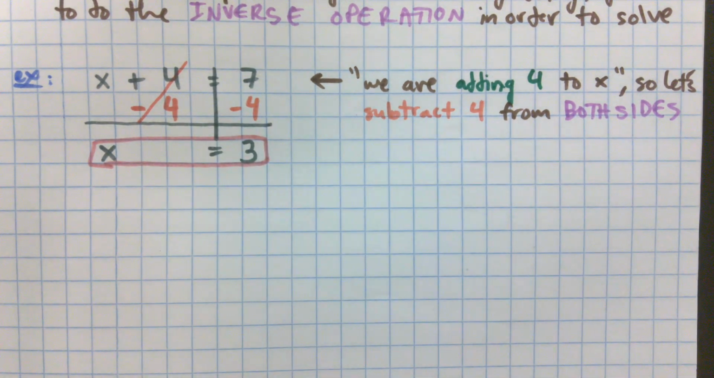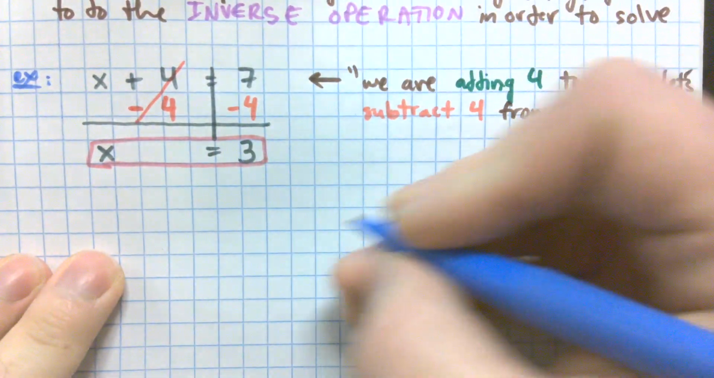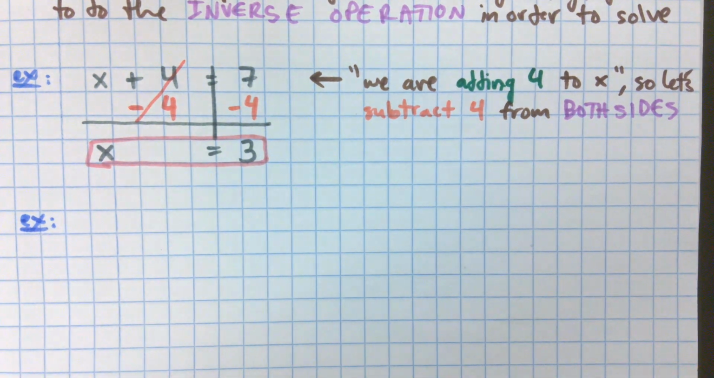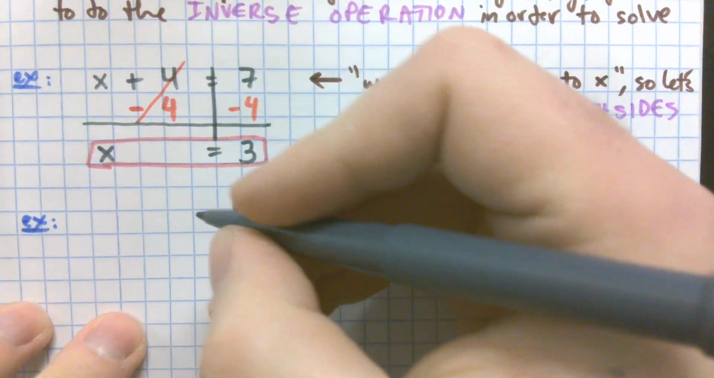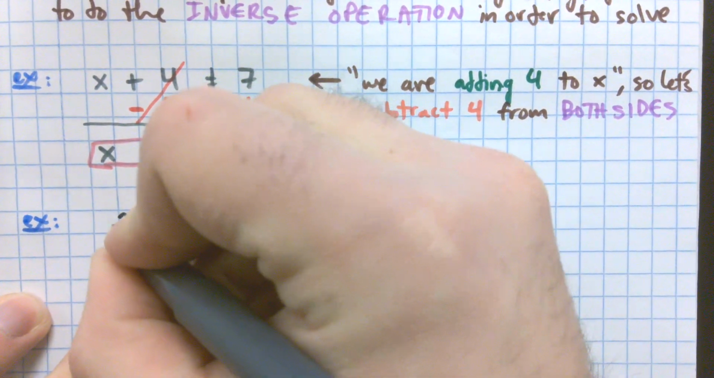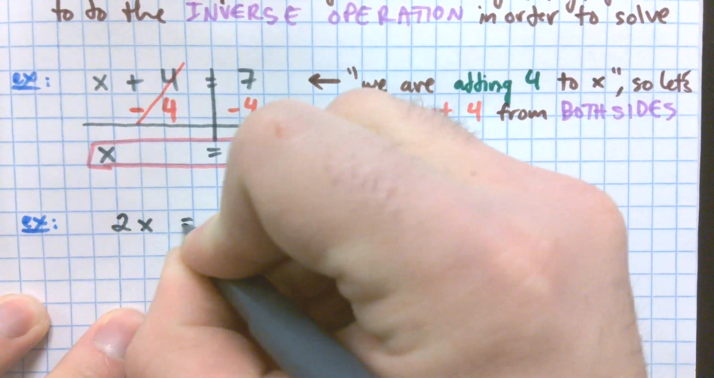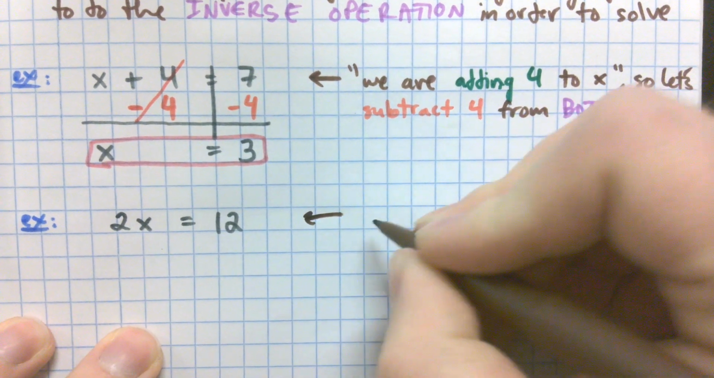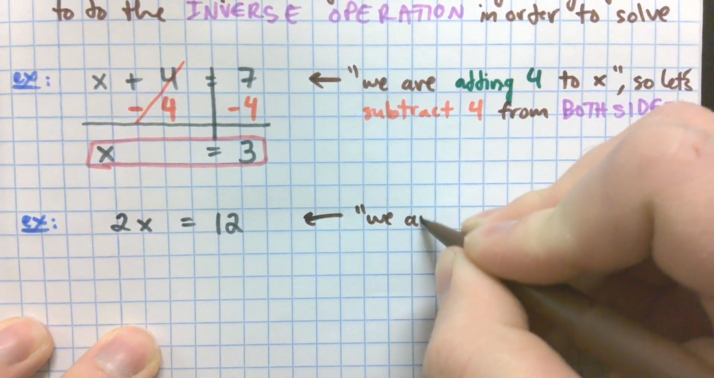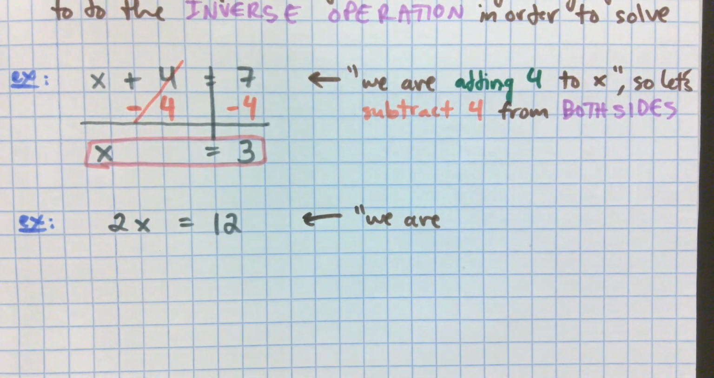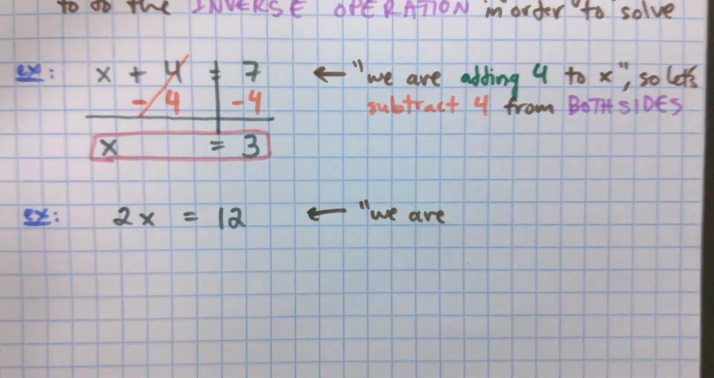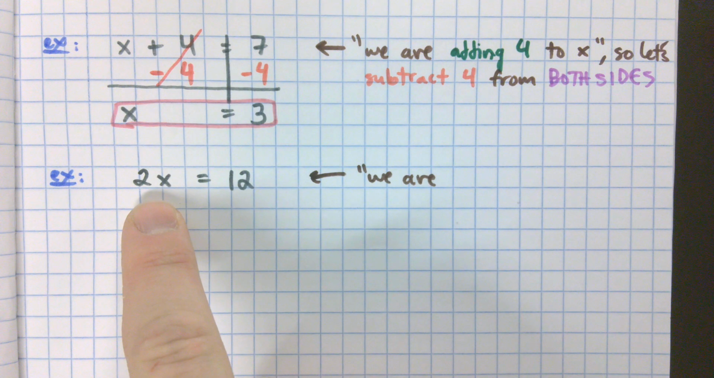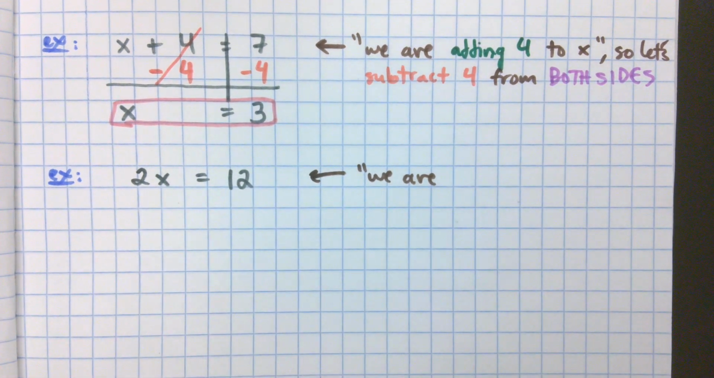All right, let's take a look at another example. We know the opposite of addition is subtraction. We've got that down. Let's say we've got 2x equals 12. What are we doing to x here? We're multiplying x times 2.